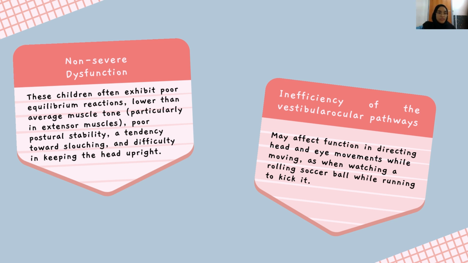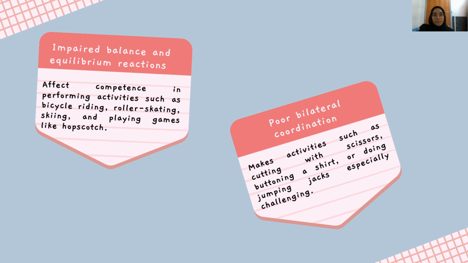There is also inefficiency of the vestibular ocular pathways, which means it may affect function in directing head and eye movement while moving. For example, when they watch sports on TV like soccer, they have problems coordinating their head and eye when they see the ball rolling while the other player is kicking it.